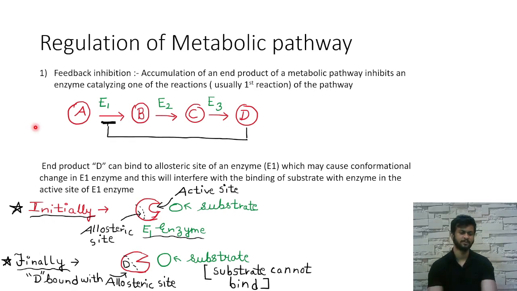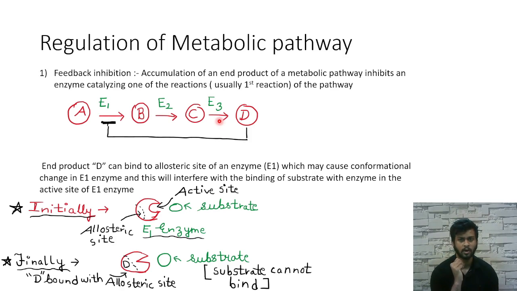Feedback inhibition means accumulation of an end product of a metabolic pathway inhibits an enzyme catalyzing one of the reactions, usually the first reaction of the pathway. Here, the initial substrate is A and the final product is D. When the amount of end product increases or accumulates, it will simply inhibit the first enzyme or first step. It will usually inhibit the first enzyme or first step, but it can also inhibit the second step, third step.